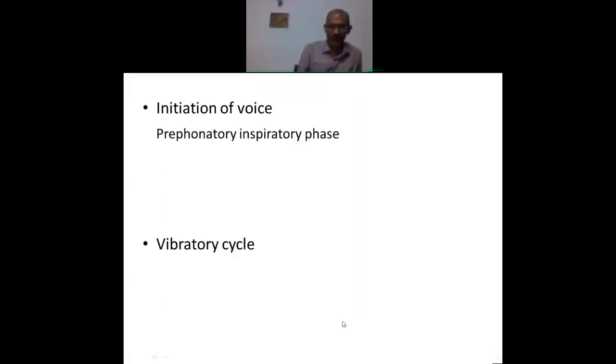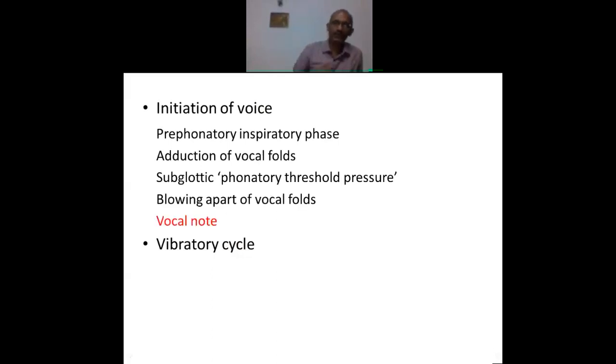So again, the steps, the initiation of voice, to remind you, was the prephonatory inspiration phase. You decide to speak, the brain sends the message, the vocal folds abduct, we take in air, air goes into the lungs, builds up, the vocal folds adduct, primarily the LCA first, then the subglottic PTP increases, and at a certain point it blows apart. And that blowing apart creates what is called the vocal note, or the F0, the fundamental frequency. The phonation happens at that point.